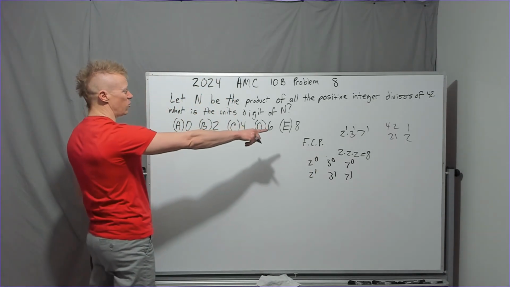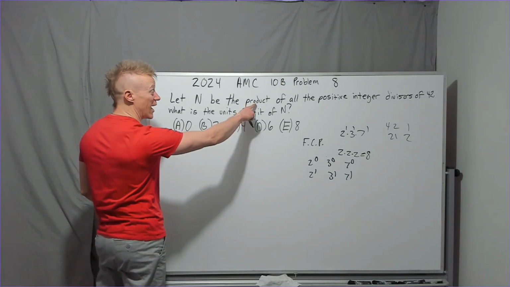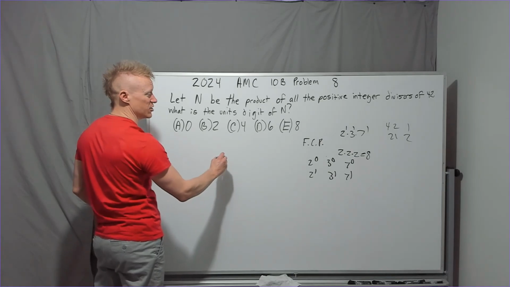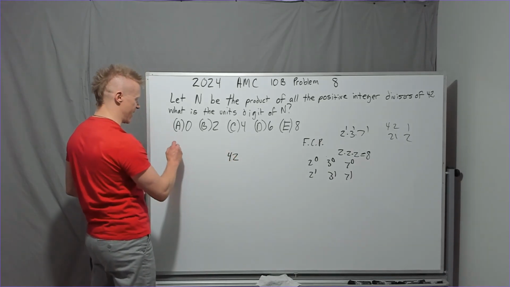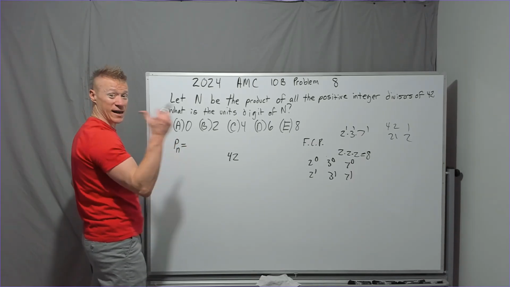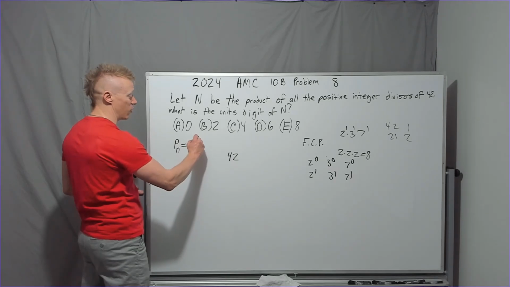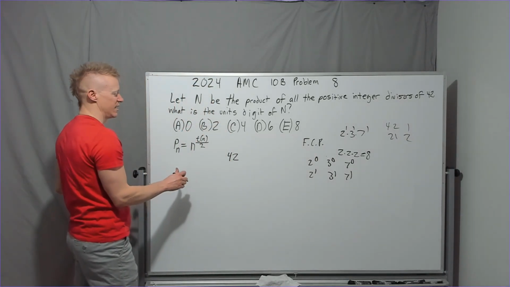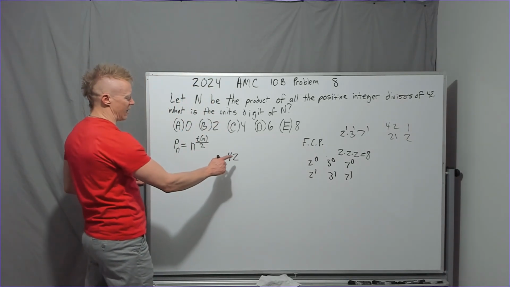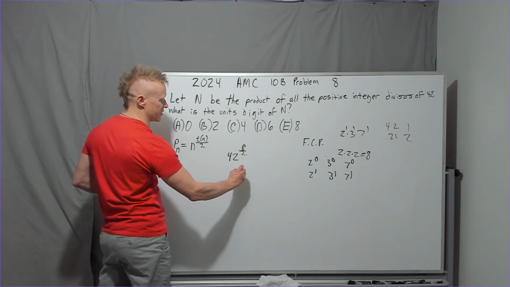So now what? We said from that small notebook concept I just showed you that the product of all the positive integer divisors is going to be related to the number itself. We had P sub n, go back and freeze the video if you want to see it again, is equal to n to the power of an exponent, T of n over 2. T of n is the number of divisors. And so you're going to get 42 to the power of 8 over 2, which is 42 to the 4th.